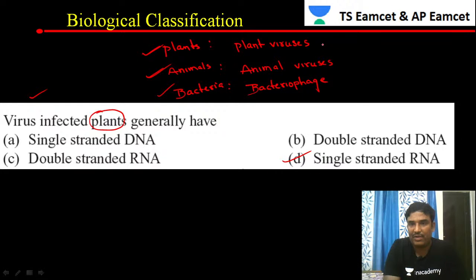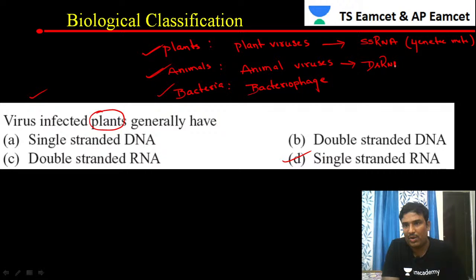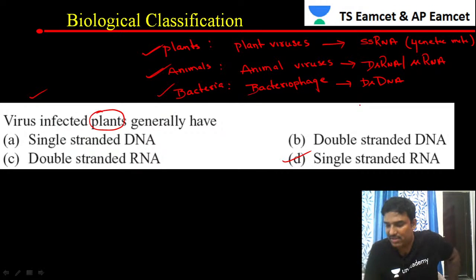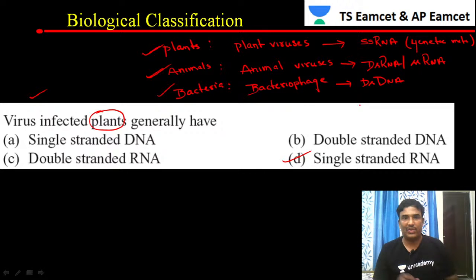Majority of plant viruses have genetic material that is single strand RNA. In the case of animal viruses, it can be double strand RNA, or some members can be single strand RNA. And bacteriophage has genetic material that is double strand DNA. So the virus which infects plants has single strand RNA. That is the answer.